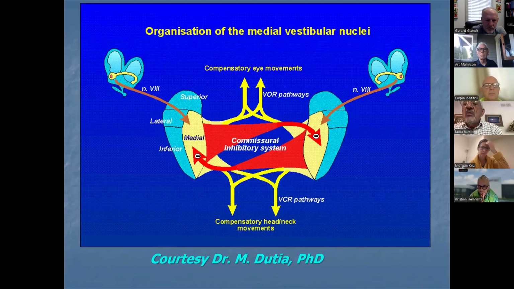This is courtesy of Dr. Mayank Dushya, who is really one of the top neurophysiologists, neuroscientists in the vestibular system in Scotland. What we're looking at here is the normal organization between the two labyrinths and their connection to the medial vestibular nuclei, and each side is inhibiting the contralateral side, what's called reciprocal inhibition. In this case, the left and right ears are feeding symmetrical input to the central vestibular system. Next slide.